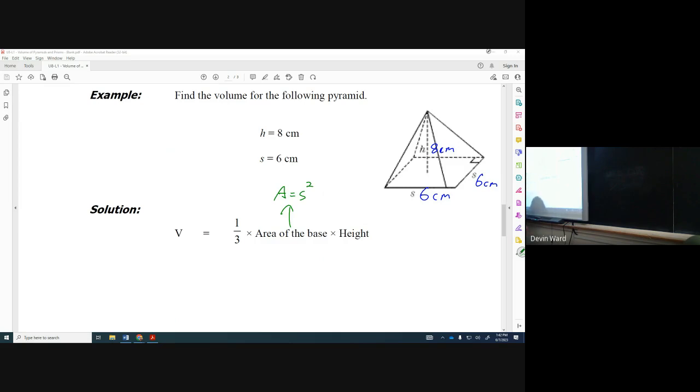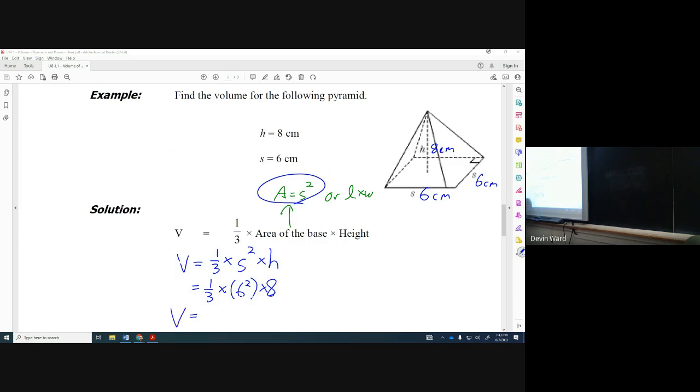If you want to do length times width, you can, you'll get the same answer either way. But I'm going to use this one just to expose you to all the different ways we can calculate the area. So my volume is 1/3 times my area, which is side squared, times my height. So that's going to be 1/3 multiplied by my side length, which is 6 squared, times my height, which is 8 centimeters.